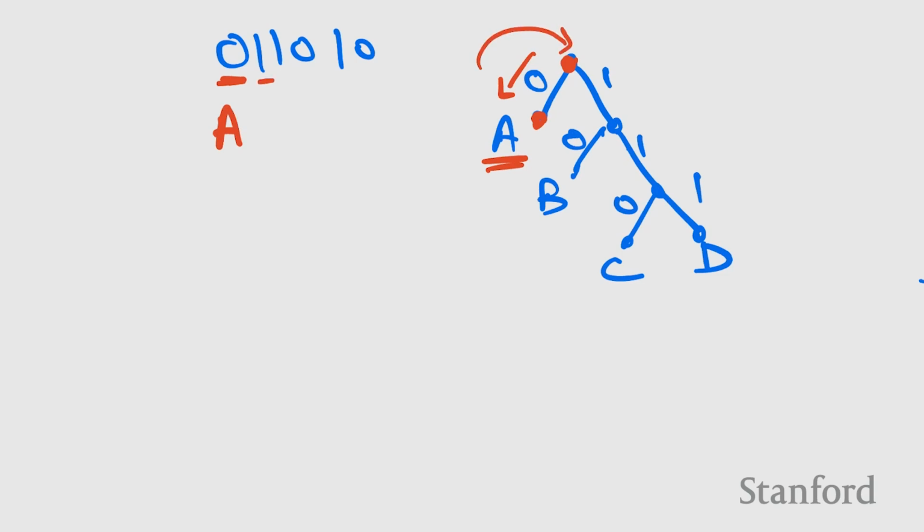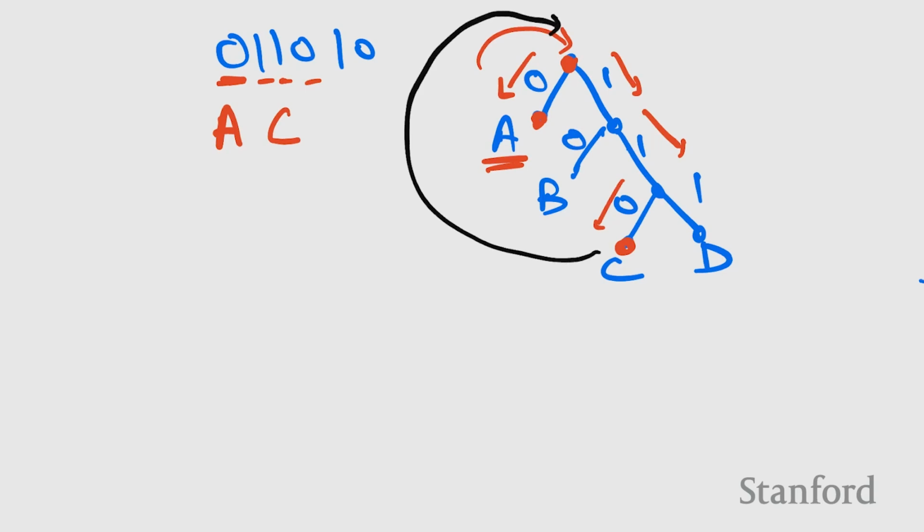You see a 1, you go here. You see another 1, you go again. You see a 0, you come here. Oh, I've hit a leaf. So I have a leaf, so I decode C. And then I again go back to the root from here. Then I see a 1, I go here. I see a 0, I go here. I hit a leaf, I am at B, I decode B.